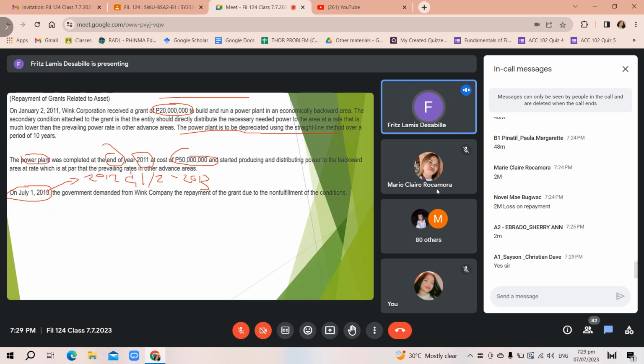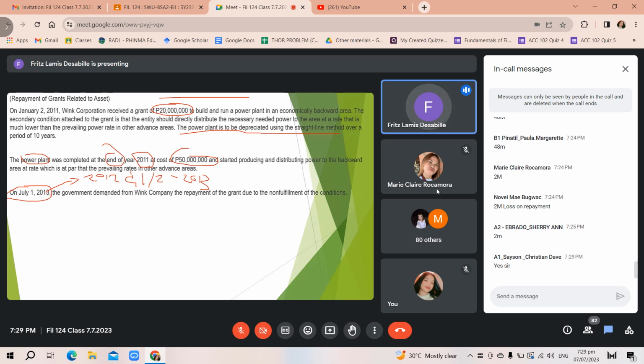Ngano kay na-complete ang planta at the end of 2011. Guys, ang depreciation, it would start at the time mahuman ang PPE. Kung wala pa nahuman ang PPE, ginahimo pa siya, di pa na siya i-depreciate, guys. Ginahimo pa gani siya eh. Mag-appreciate pa gani siya ang value kay naa man siya yung mga construction work na ginahimo, di ba? Okay. So ang depreciation lang nato kay 1.5 years. That's for 2012 and 1/2 of 2013.